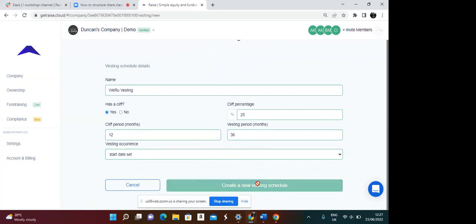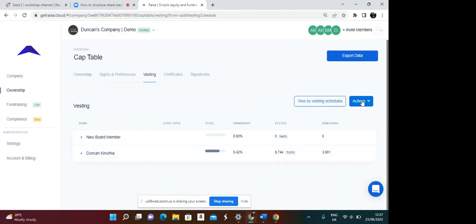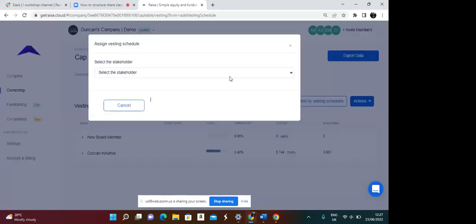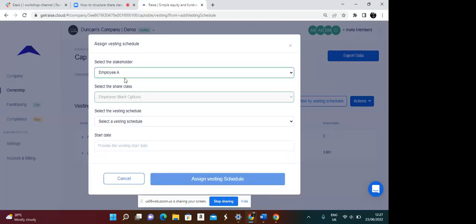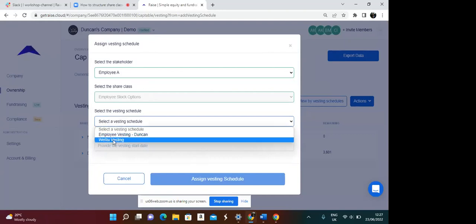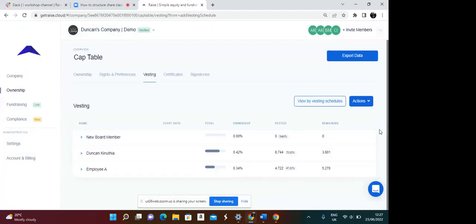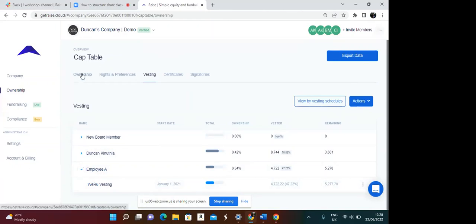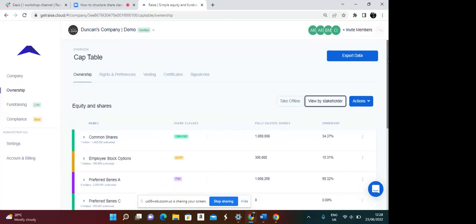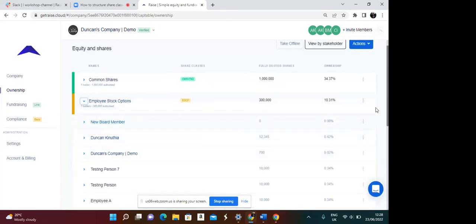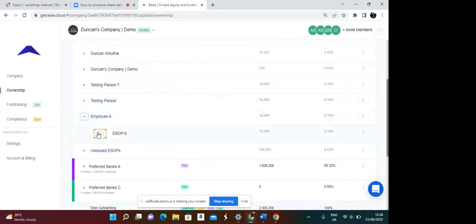So now that we've created that vesting schedule, let's assign a holder to it. We're interested in employee A. Now that we've added that, the vesting schedule is VRU vesting, and the start date is January 1st, 2021. Once we've assigned that vesting schedule, we're able to see the calculations of the ownership they will get in the company, the start date, and when it will end. For a clearer illustration, we'll look at the employee's vesting details so that we can see how the vesting calculates over the period of time.